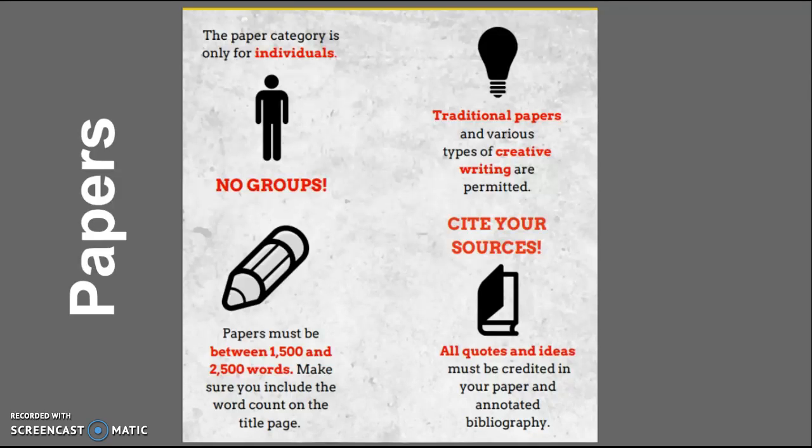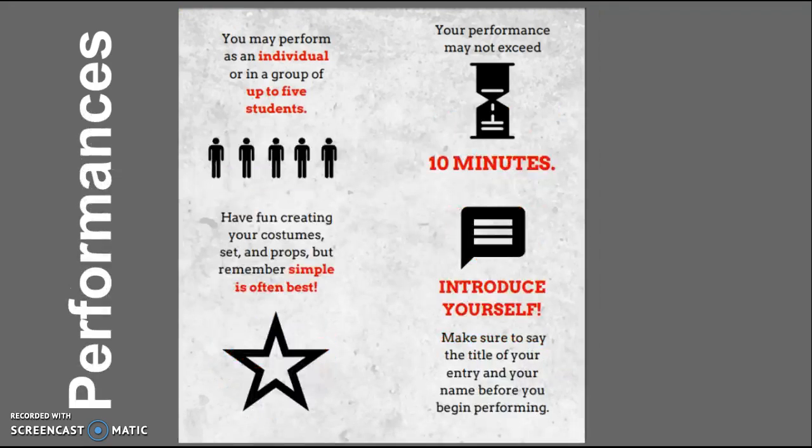For those who choose to write a paper, this is for the individual only. Obviously, you can't write a paper with more than one person. Traditional papers and various types of creative writing are permitted. Papers must be between 1,500 and 2,500 words. Make sure you include the word count on the title page. It's very important. We'll talk more about that later. All quotes and ideas must be credited in your paper and your annotated bibliography. And this caused some trouble for a few students because they might credit something in one area and not the other. So make sure you credit in both areas for all your projects.